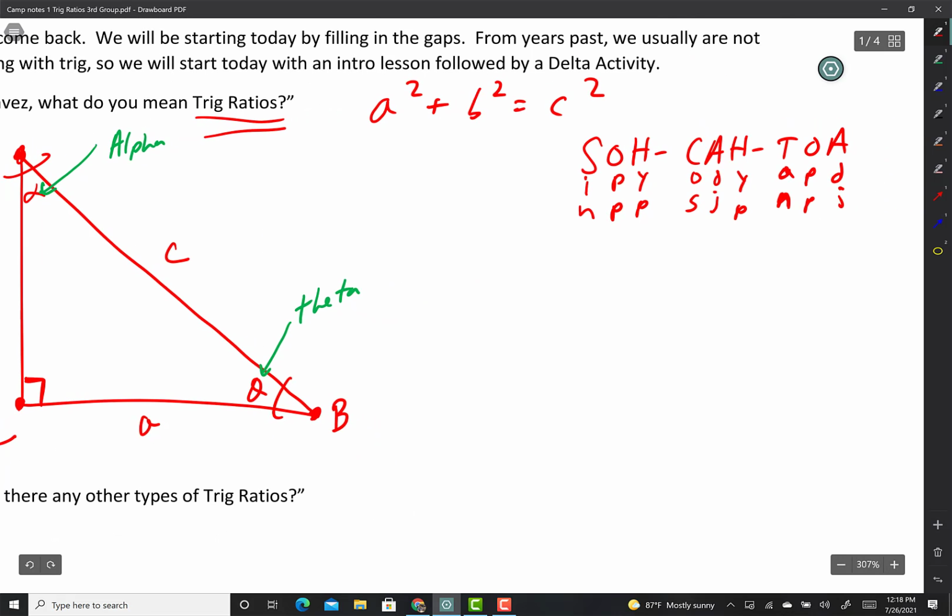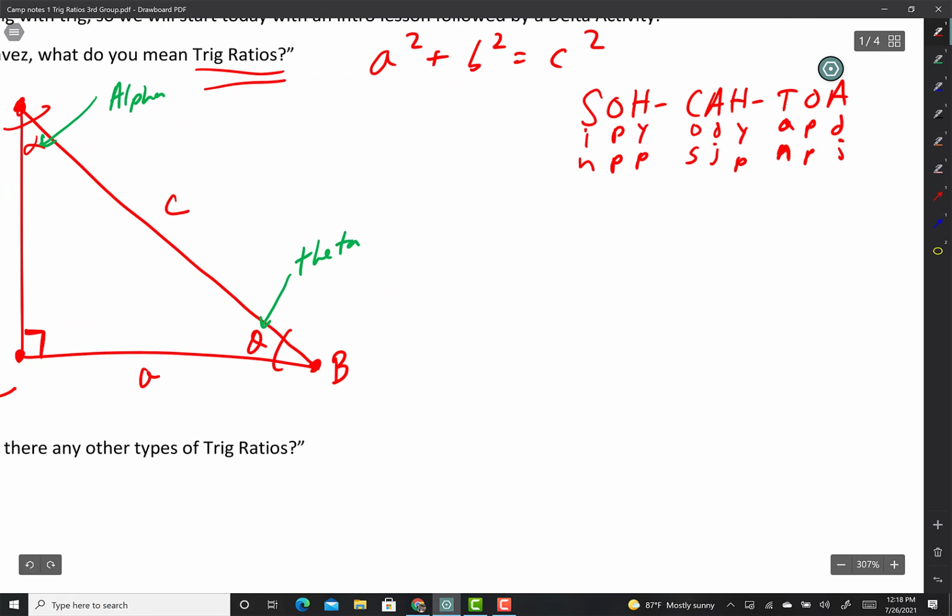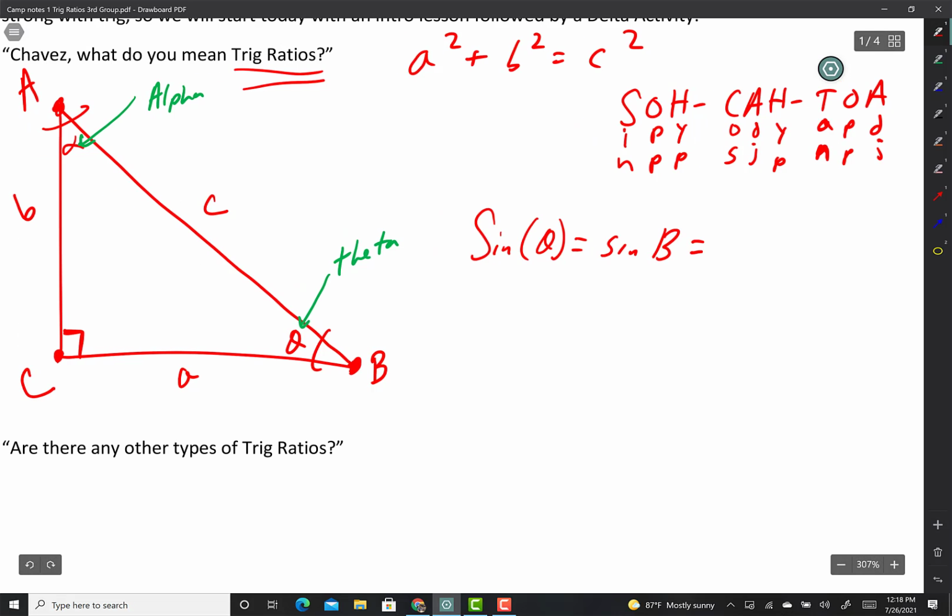So here's how you use it, guys. I'm going to go ahead and write sine. And it's always sine of something, right? So sine theta, that's equivalent. You can use the vertex as well, guys. You can say sine capital B. So sine of B. So what is sine of B? Well, according to this, it says OH, so opposite over hypotenuse. So we can say opposite, so little b, over the hypotenuse, little c. And there it is. That's it. See, was that easy, guys?